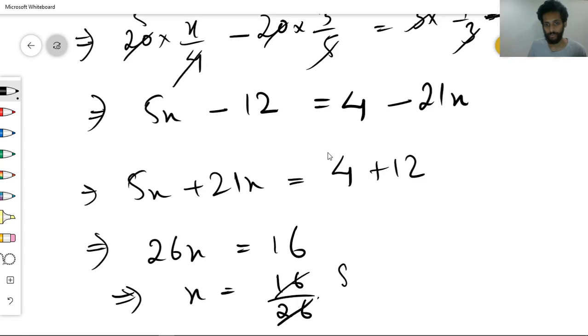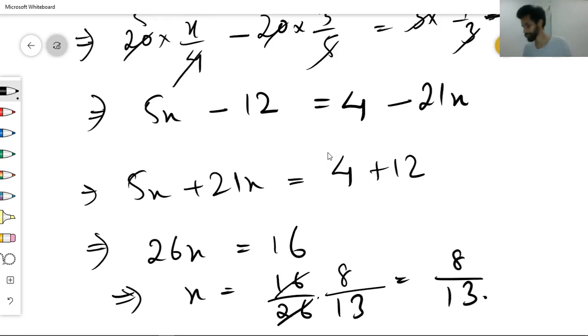So by 2, 8 and 13. So answer is 8 by 13. So answer is equal to 8 by 13. Let me check the answer. 7A question number 18.